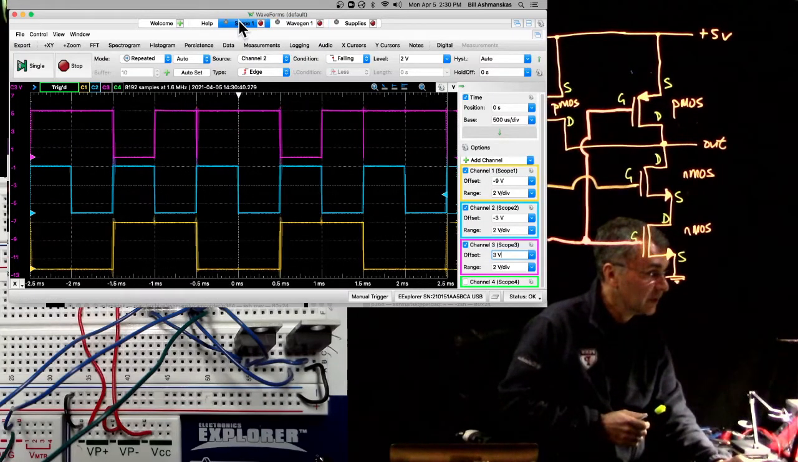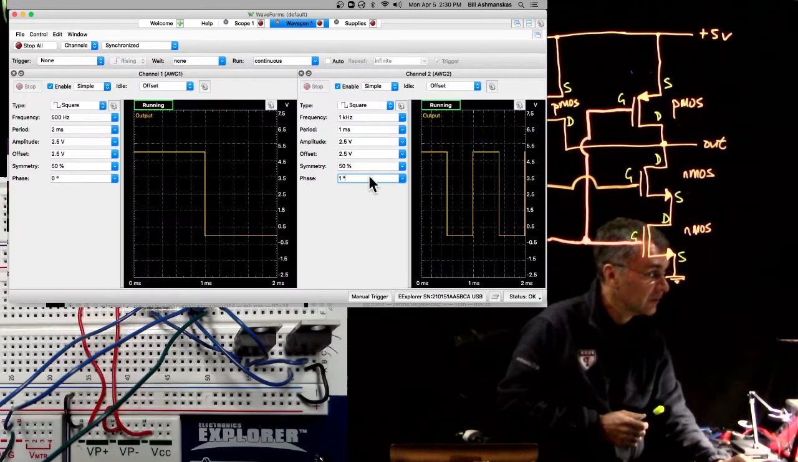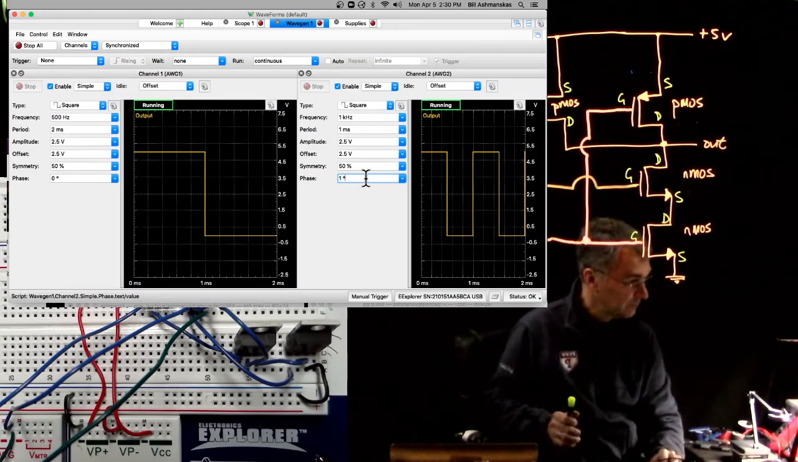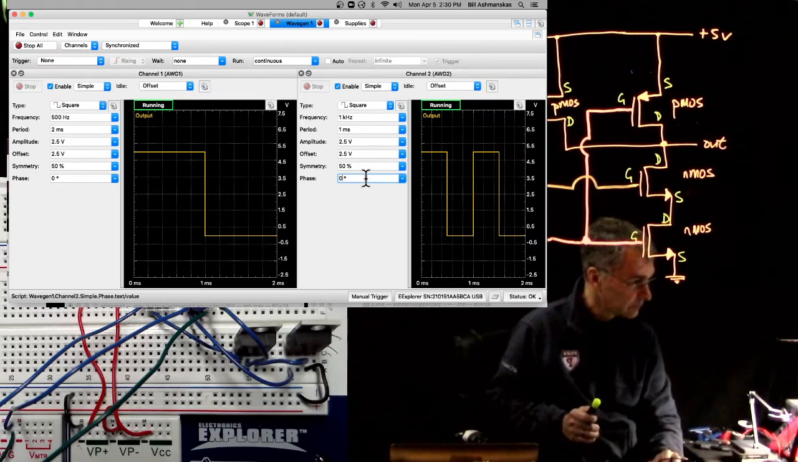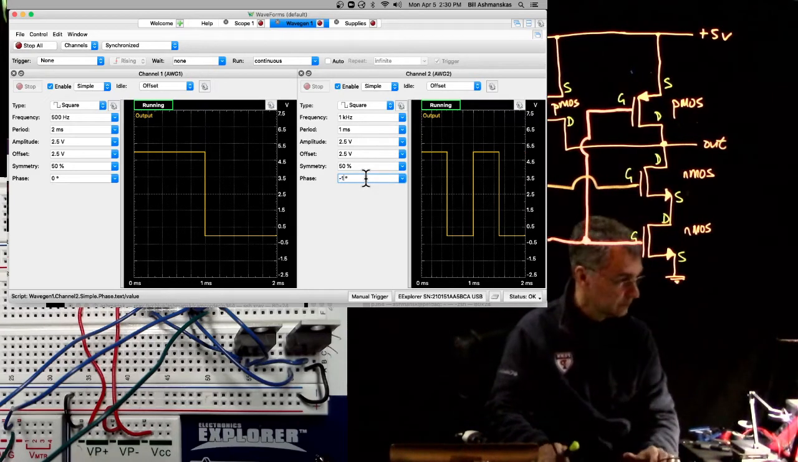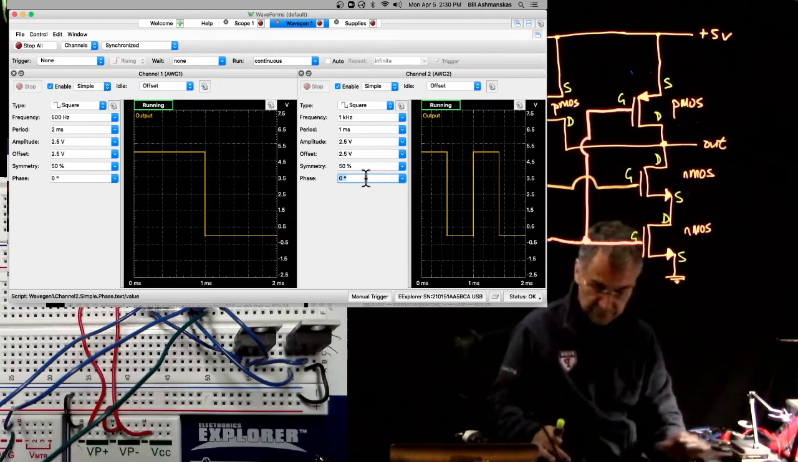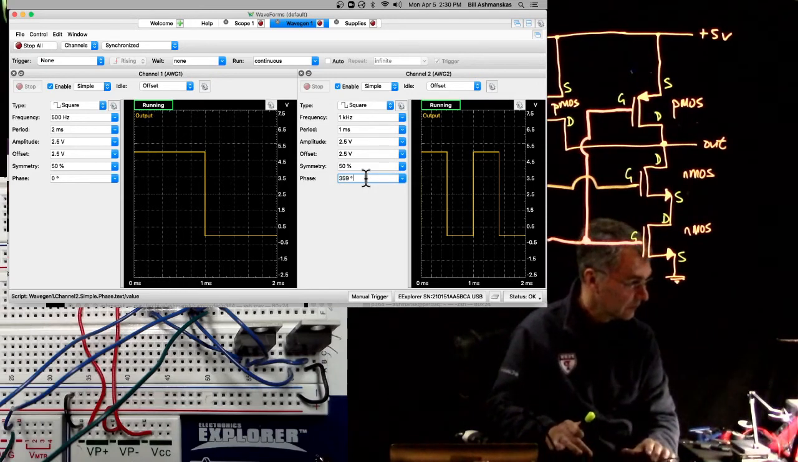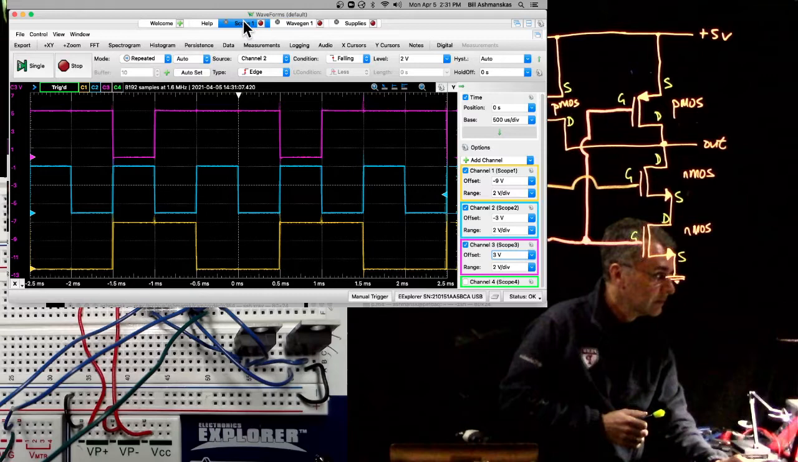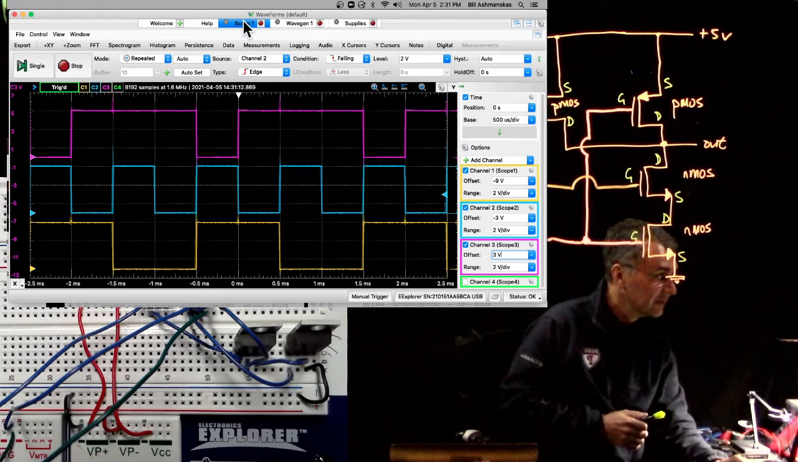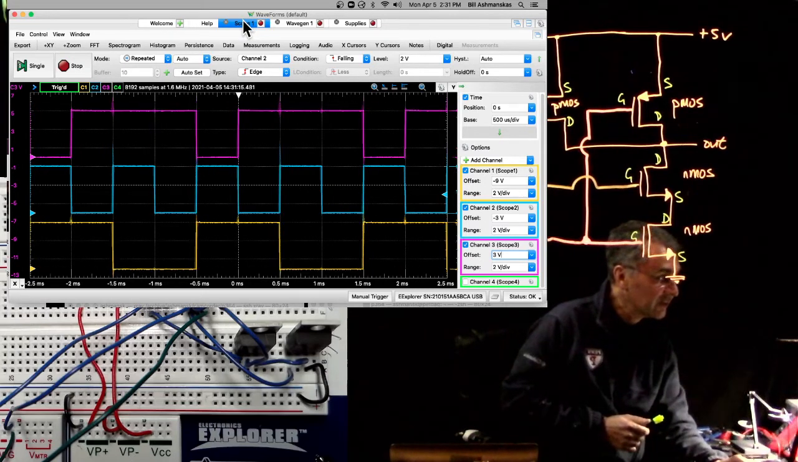The glitch seems to get more prominent. What if I make this phase -1 degree? Oh, 359 degrees. I think the glitch is mostly gone now. So I guess you can cheat a little bit and adjust the timing of A and B turning on and off.